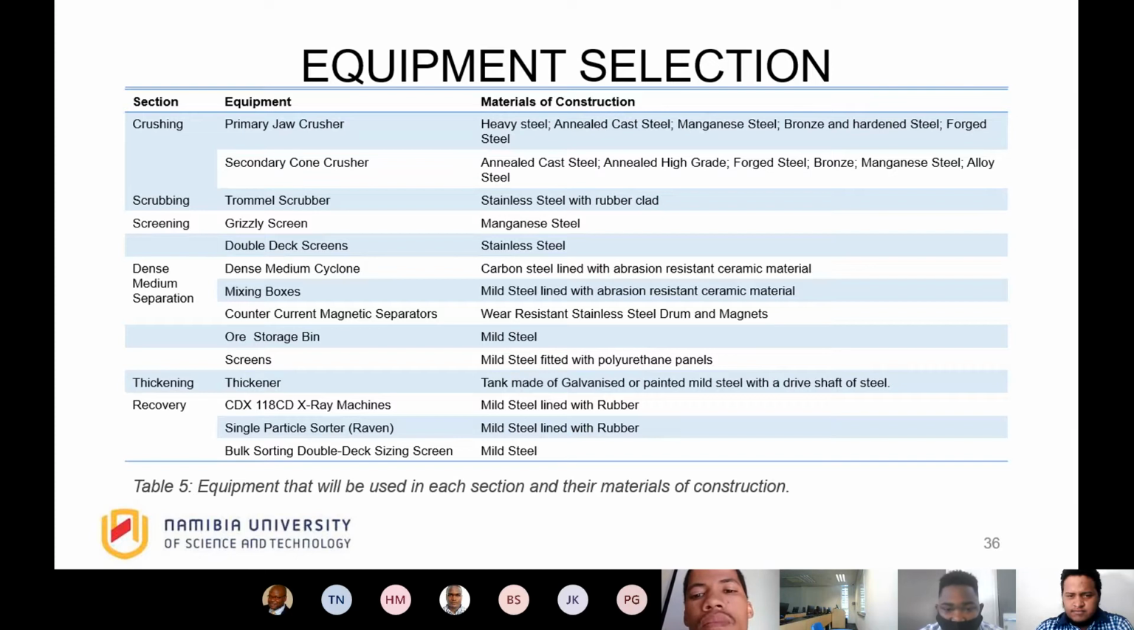Your thickener tank will be made of galvanized or painted mild steel with a drive shaft of steel. For the recovery circuit, your CDX machines will be made of mild steel with a rubber liner. The same material will be used for your single particle sorters as well. The bulk sorting screen for the recovery circuit will then be made of mild steel.